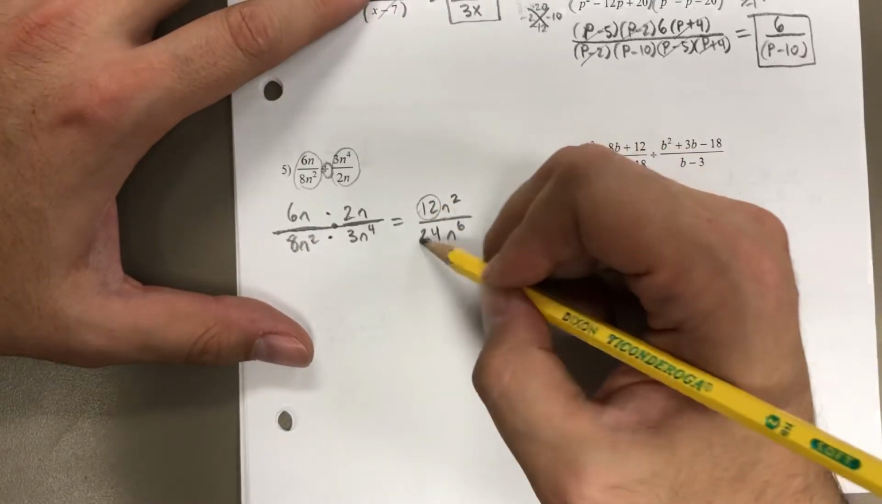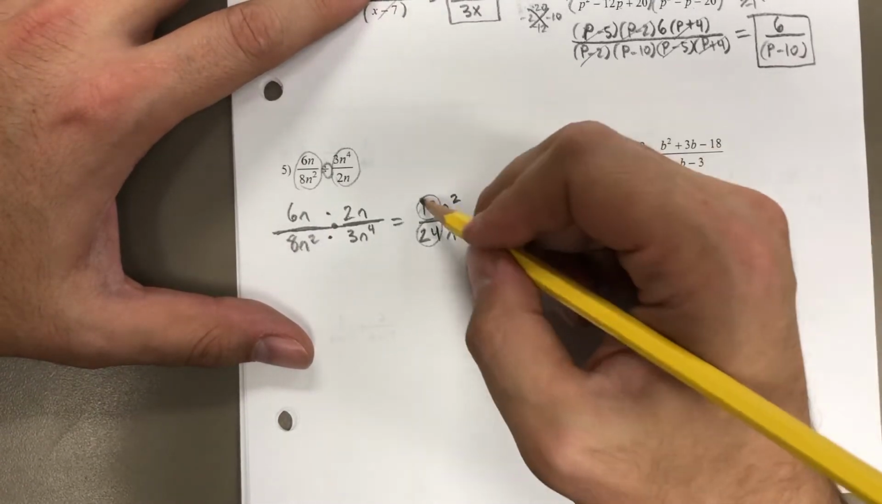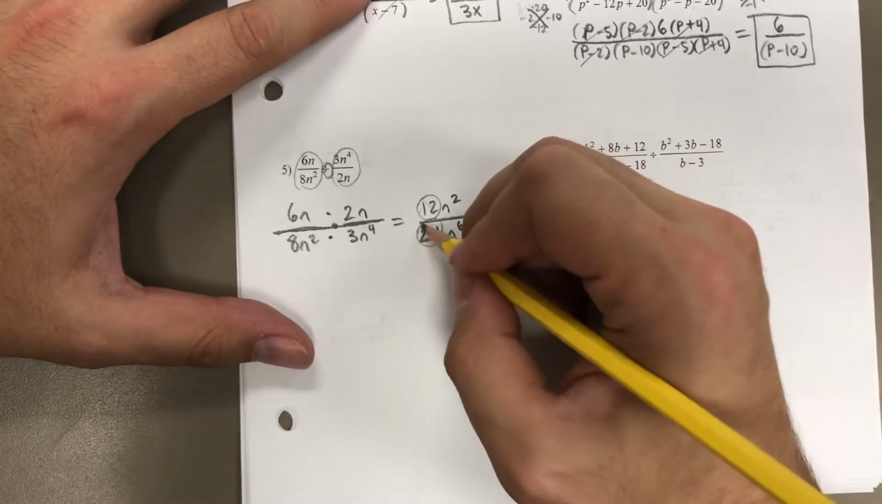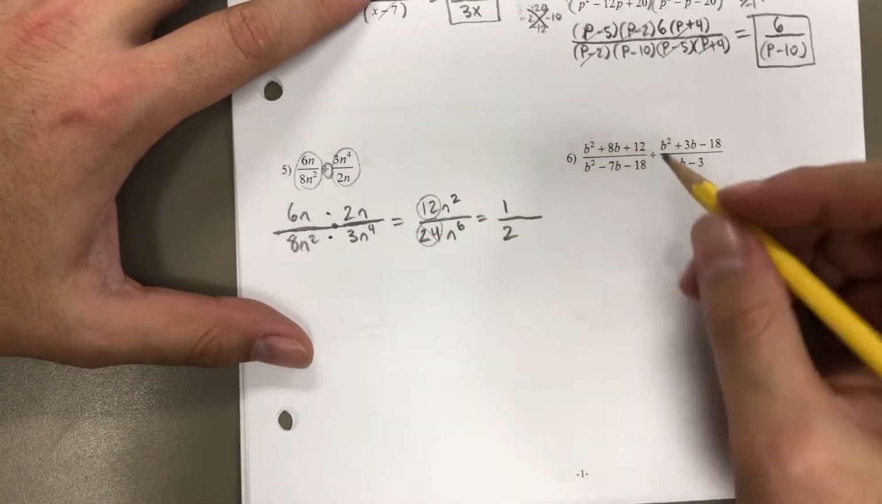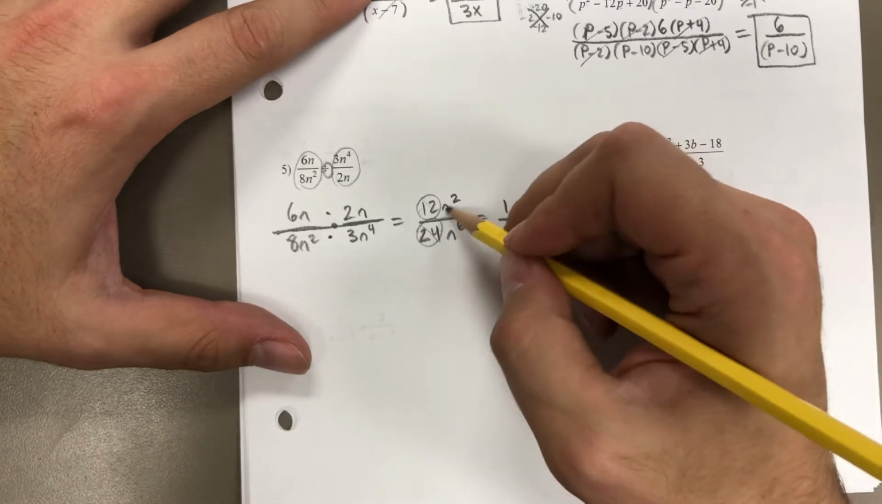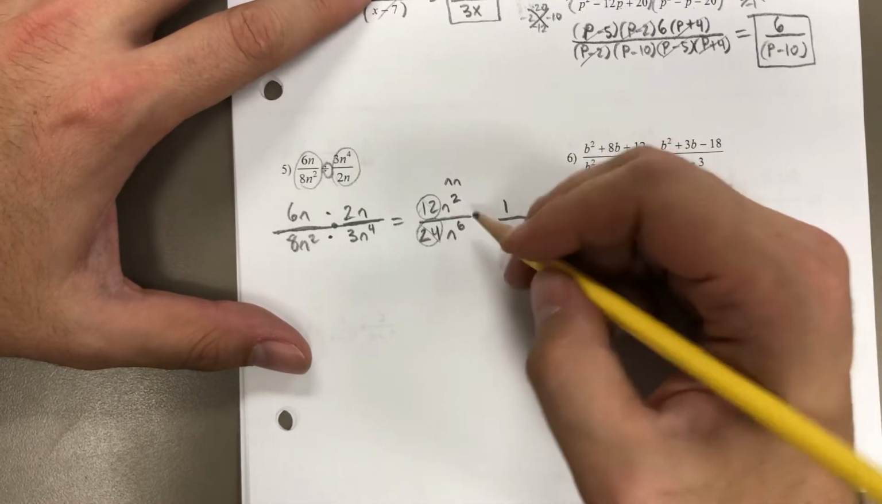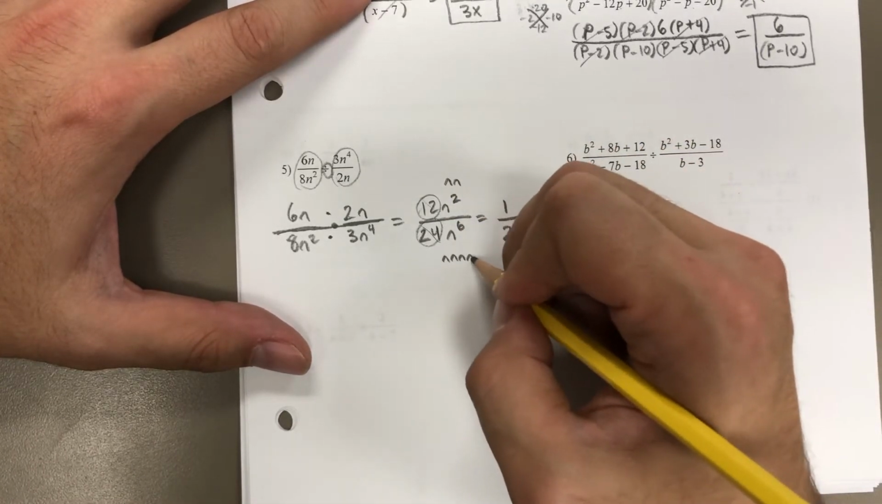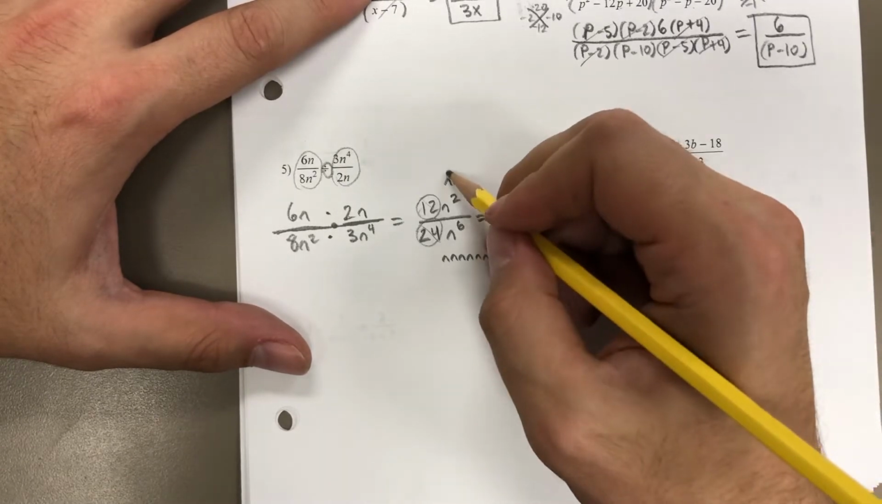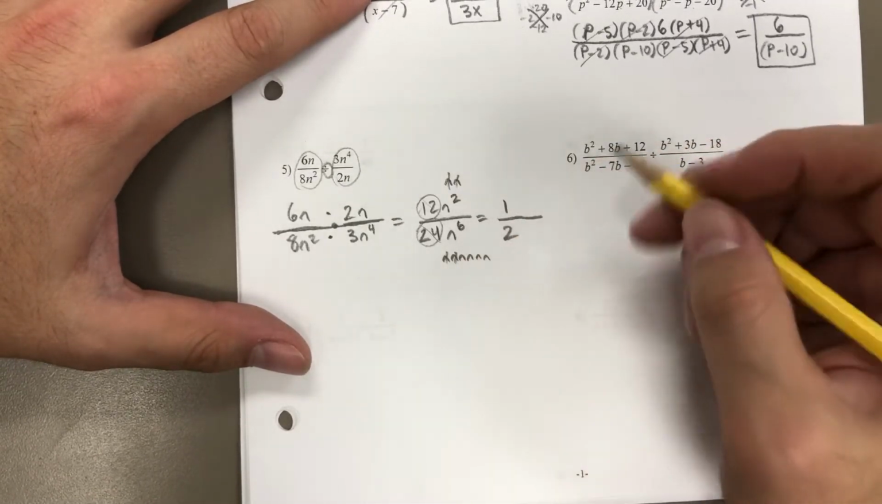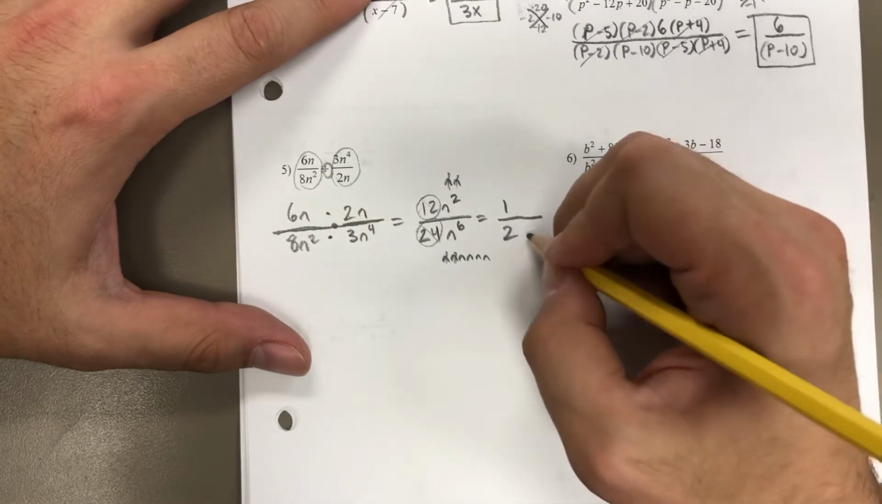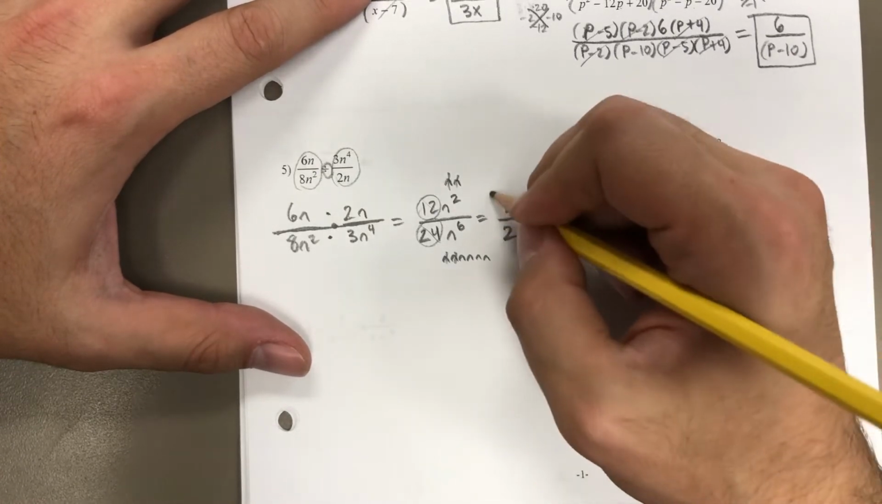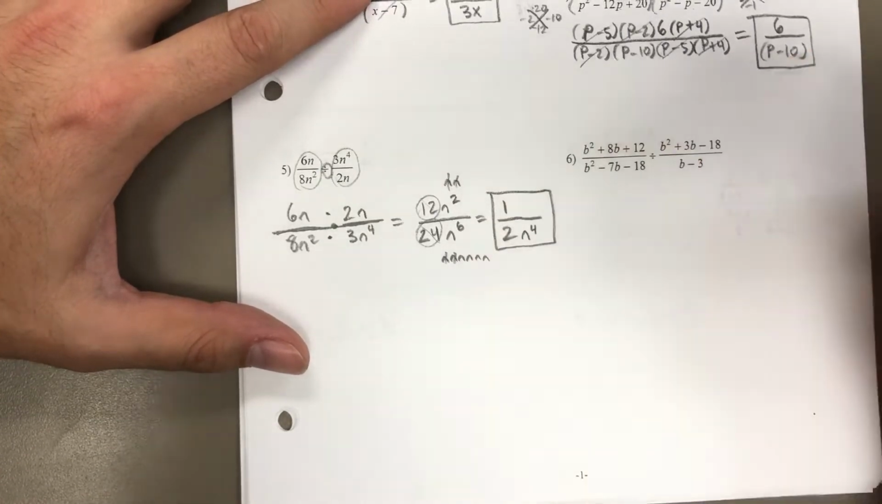So 12 and 24, those are both divisible by 12. So this just turns into a 1, and this just turns into a 2. And now let's do the n's. So we have n squared, which is n times n. Then I have n to the 6th, which is n times n times n times n times n times n. So I can cancel out 2 n's from the top and the bottom, and I'm left with 4 n's in the bottom. So that's n to the fourth power. So that is my simplified expression right there.